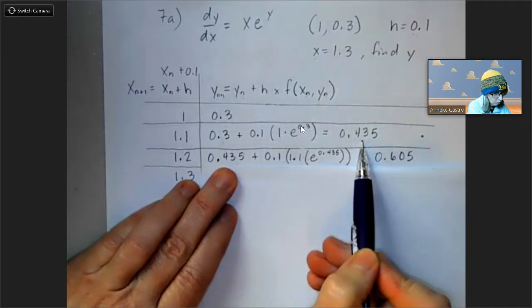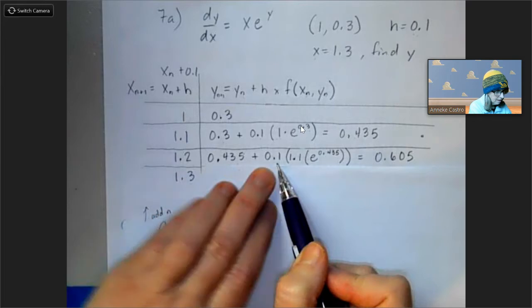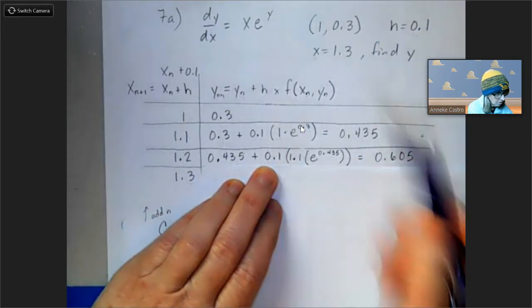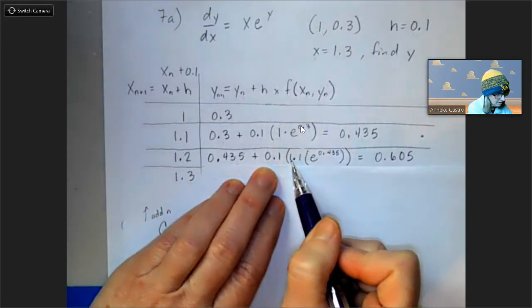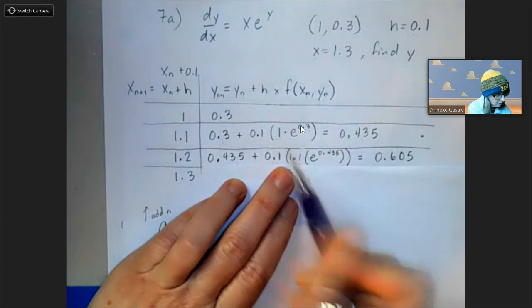Okay, so I'm going to start with where am I on the graph? I'm at 0.435. And what am I going to do? I'm going to add 1/10 of the rate of change. So the rate of change is going to be the h value, here's my h value, times x.